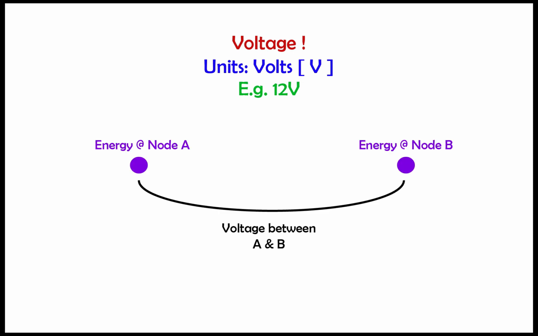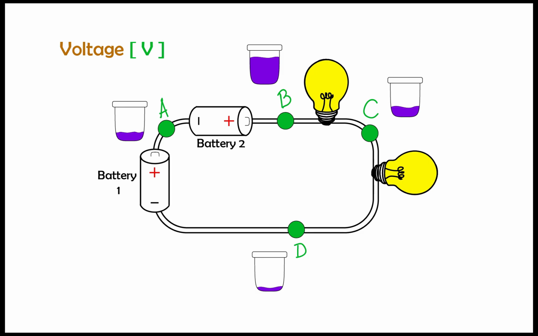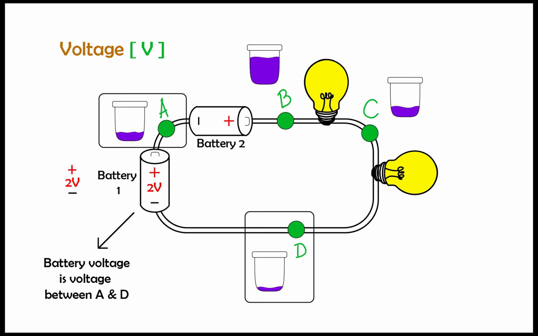What is the voltage at node A is a question that cannot be answered unless the second node, also known as the reference node, is specified. For instance, the voltage from A to D is the difference in energy between points A and D. In this circuit, this voltage is equal to the voltage rating of battery 1. If battery 1 is a 2-volt battery, then the voltage from A to D is 2 volts.